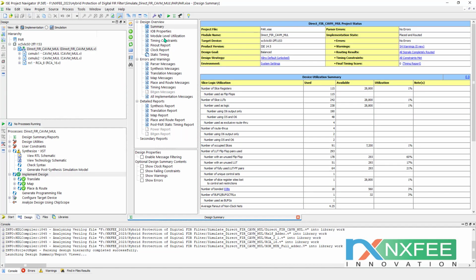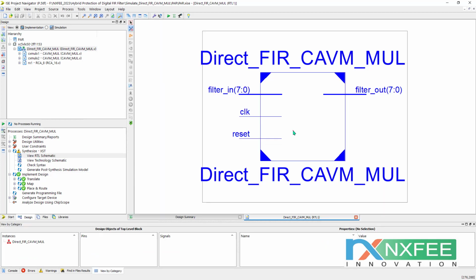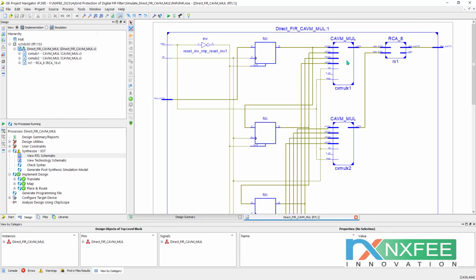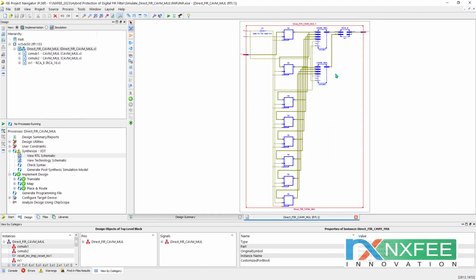Initially we start with this one, the direct FIR filter CAVM mult. So here you can verify that. You can analyze the number of slice registers, number of LUTs, number of occupied slices and IO. And you can analyze the RTL schematic. So this is a direct form architecture. We have used 2 CAVM mult in the architecture.